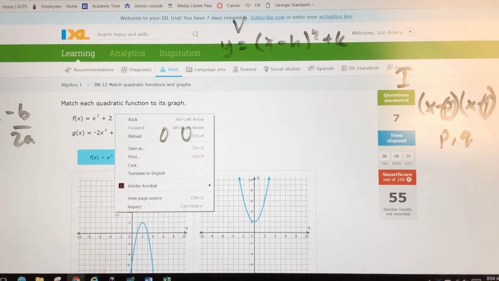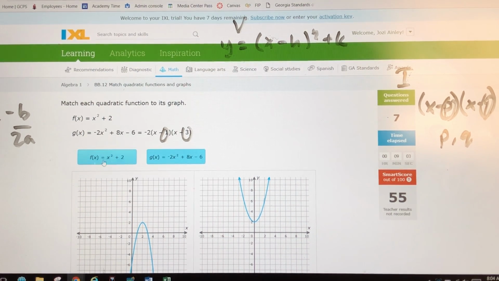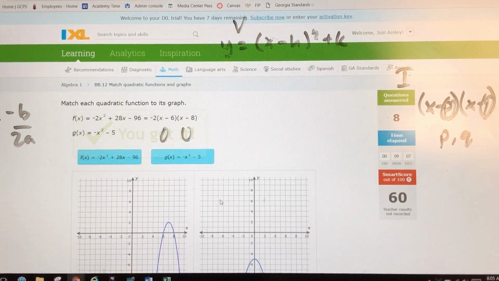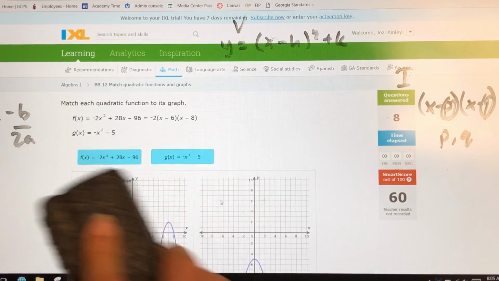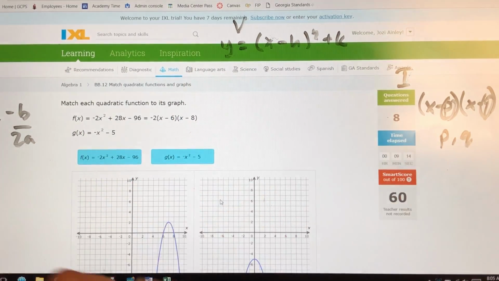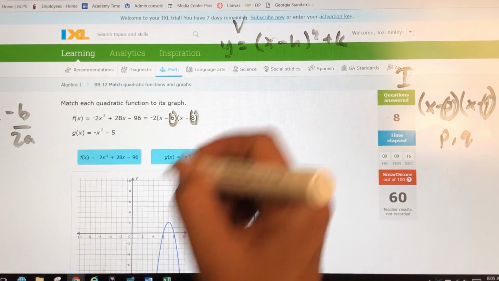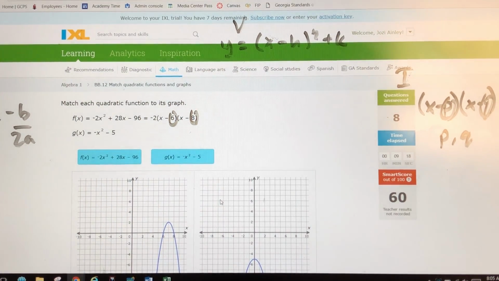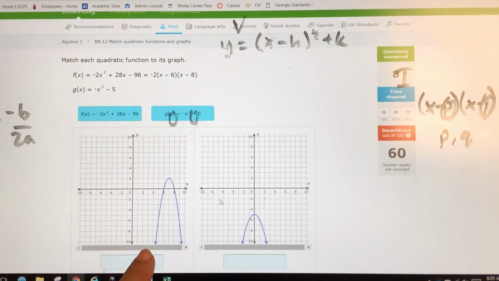So this is just, you need to know all 3 forms so you can know which one is best to solve your question. Okay, so if they give me intercept form, I'm going to use it. So here's another intercept form because it looks like this. It already has my 2 minuses, so that means I'm just picking my points. It crosses at 6 and at 8. So I'm looking for the graph that crosses at 6 and at 8.